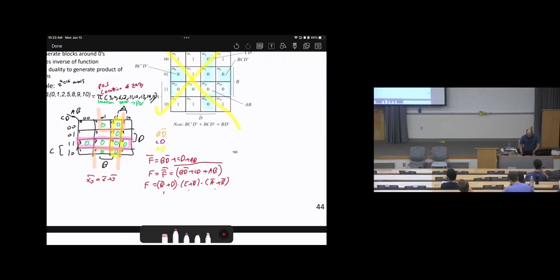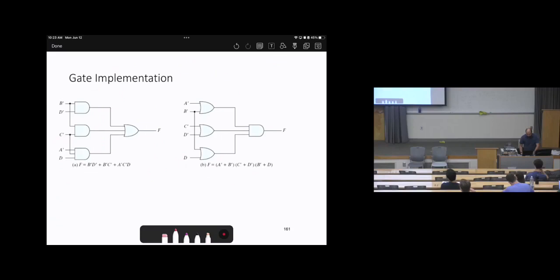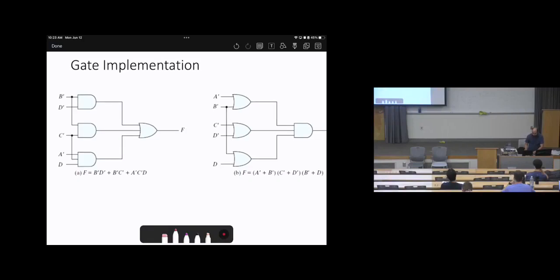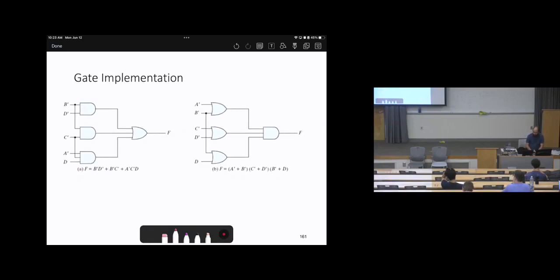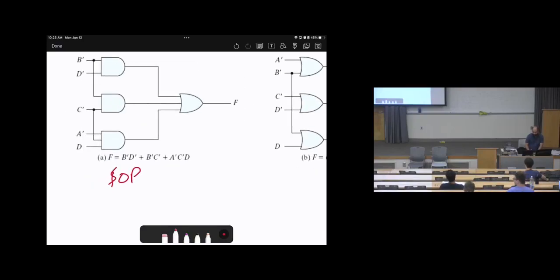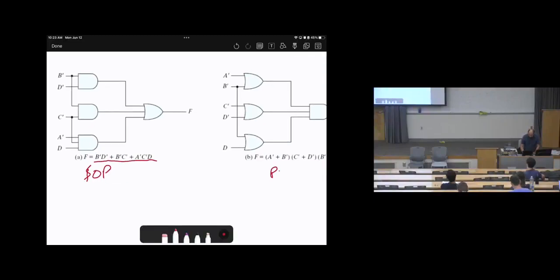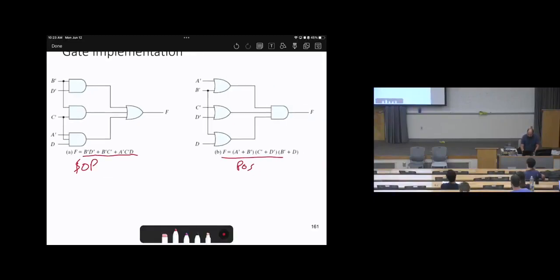The next step is, how about the gates implementation? How will the gates implementation be? There is a product of sums, there is a sum of products. So when we do the Karnaugh maps, let's imagine after doing the Karnaugh maps using sum of products, which is the regular Karnaugh maps, the function was like this: B D bar plus B bar C bar plus A bar C bar D. And when we do the product of sums, the function will be like this. Okay?